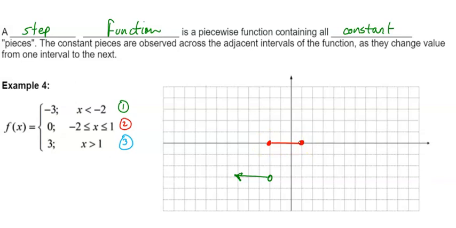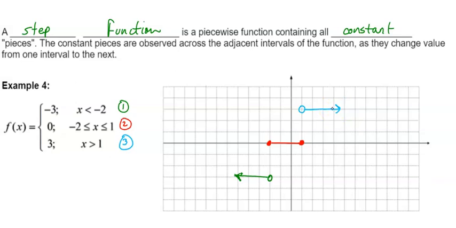And then the final piece is a horizontal line that crosses at 3, but I only want to see that piece from 1 to the right, because I want x greater than 1, pointing to the right. So at 1, my value should be 3. It should be open because there's no equal to. Because it's greater than, pointing to the right, I want the piece that is to the right of that endpoint.